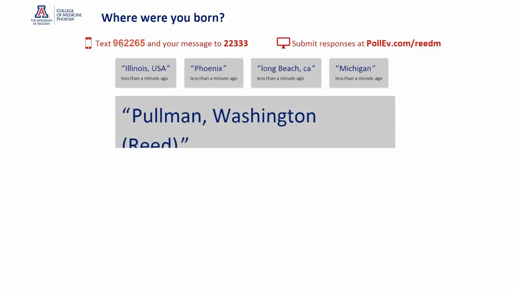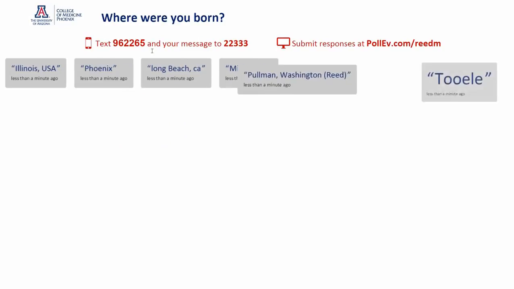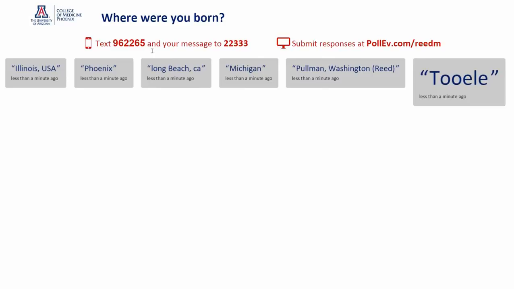So you have to include that 6-digit code in your text message. So in my case, I texted to that number, I texted 962265, and then I typed out my answer. And that's just so that the Poll Everywhere system is able to know to which poll you're responding, because at any one time there may be hundreds of people presenting Poll Everywhere questions, and they're all using the same phone number, 22333.